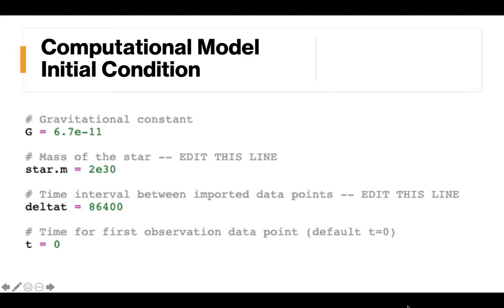Now moving on to the computational model, the initial condition of the star's mass is set to 2 times 10 to the 30th, and the delta T is set to be 86,400, the number of seconds in a day.